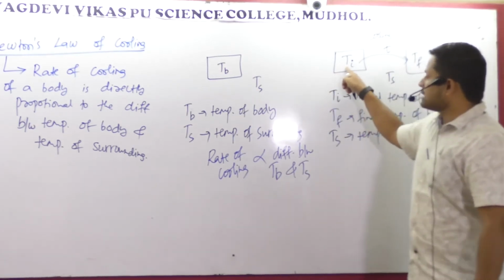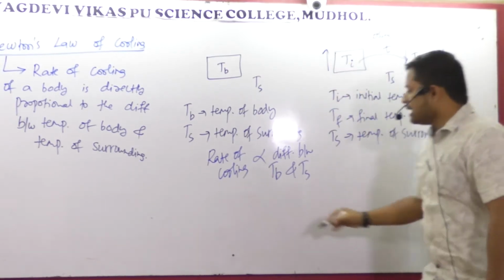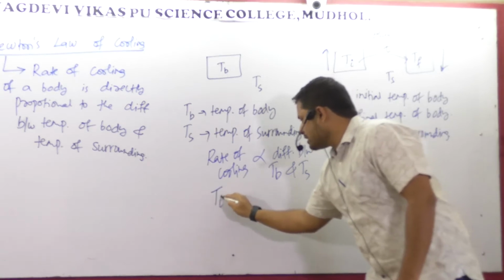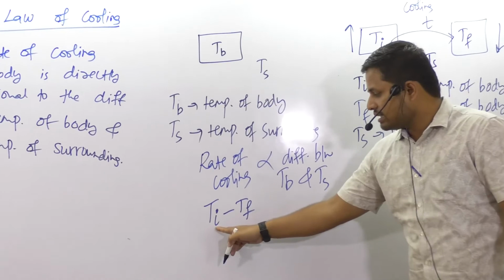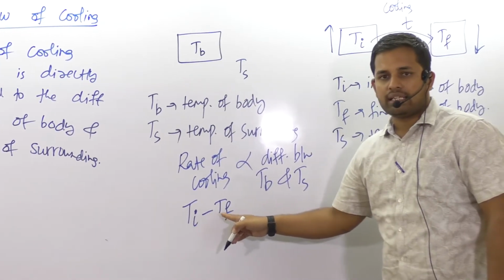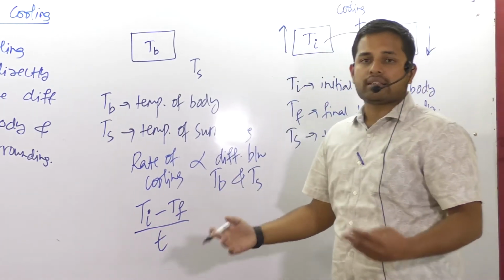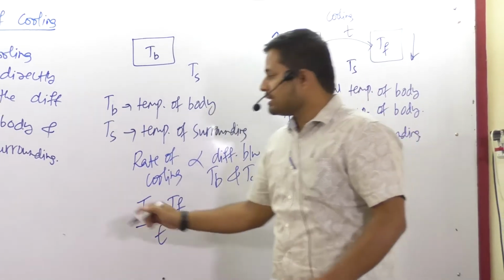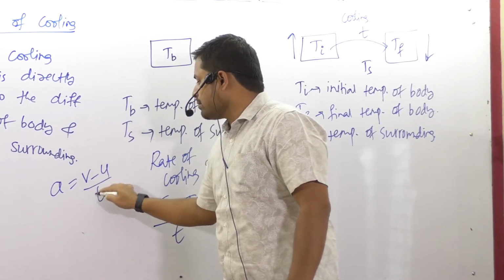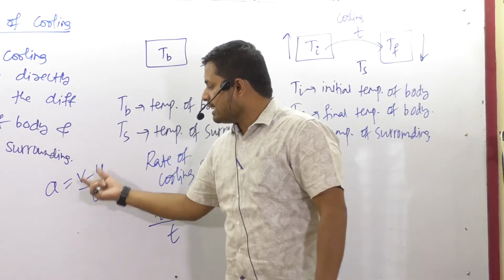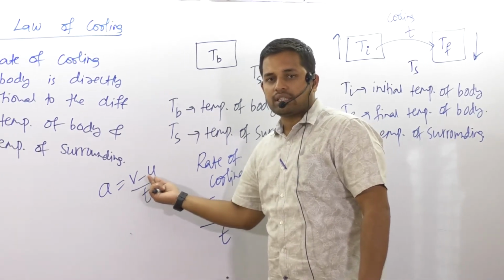Rate of cooling means initial temperature minus final temperature. Rate of change of velocity, acceleration a is equal to v minus u divided by t. Acceleration is the rate of change of velocity: final velocity minus initial velocity divided by time taken.